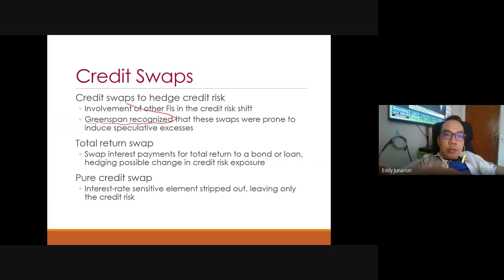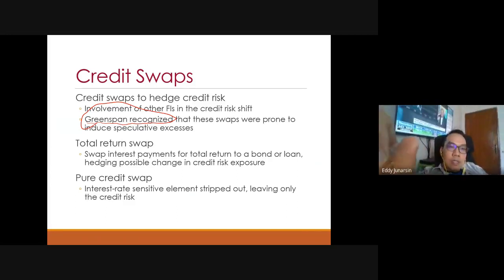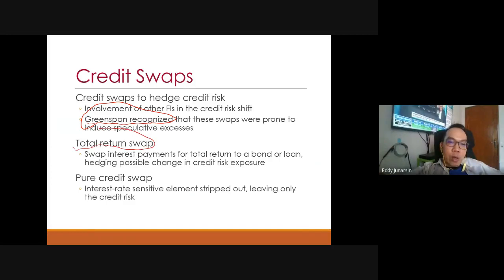Greenspan recognized that these swaps were prone to induce speculative excesses. This is so true because you can participate in swap contracts without even having an underlying situation. You can simply take a buy or sell position, the long or short position, without actually having underlying assets. So there are two types here. The first one is the total return swap, and the second one is the pure credit swap.